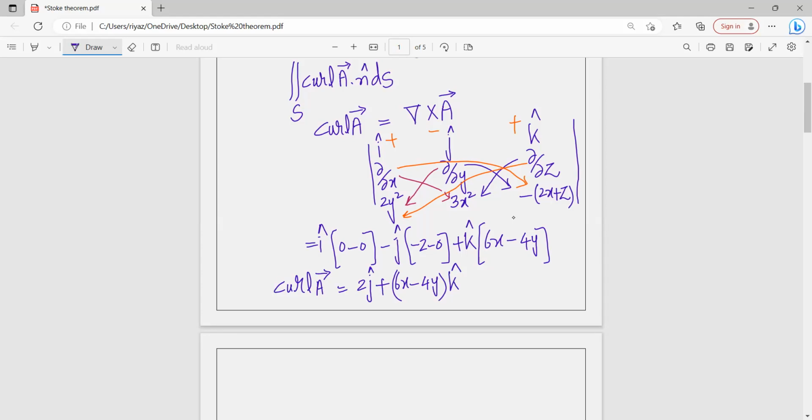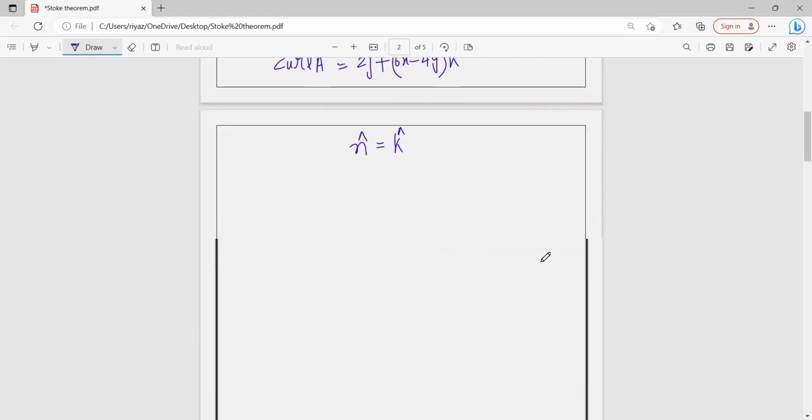We require n cap. Now to get the n cap value, we don't have the surface. So whenever we don't have the surface, our n cap value should be k cap always. When is it possible? When we don't have the surface. If you have a surface, then that surface we assume as phi, del phi by magnitude of del phi, that is the value of n cap. But here we don't have, so that is why we are assuming n cap is equals to k cap.